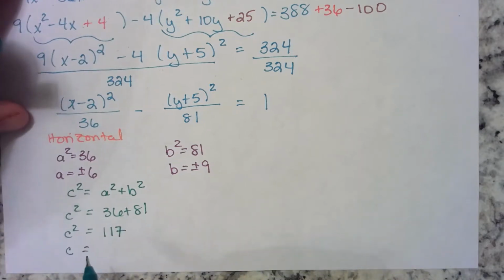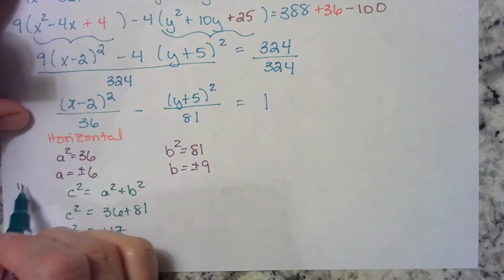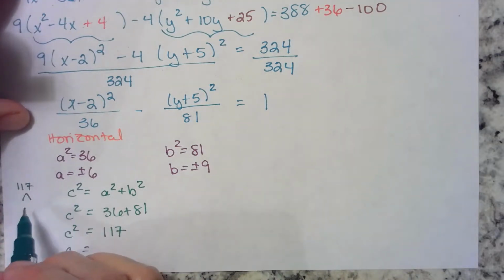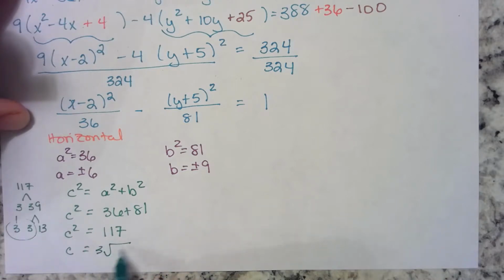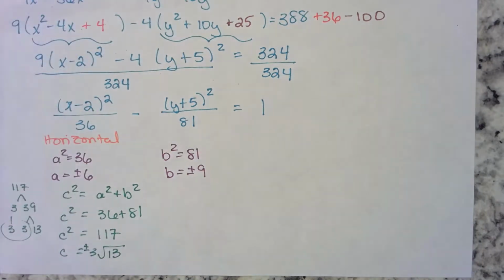So if you break down 117, let's see, that's going to be 3 times 39. 39 is 3 times 13. So we have 3 square roots of 13. So we have our a, our b, and our c. Let's see what we can do with all of this.